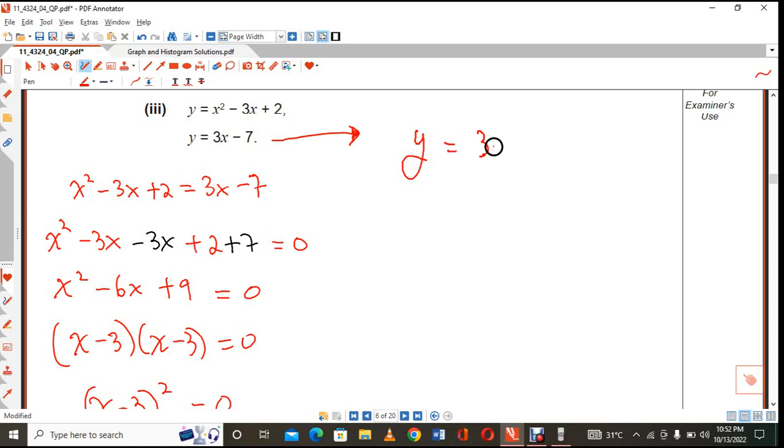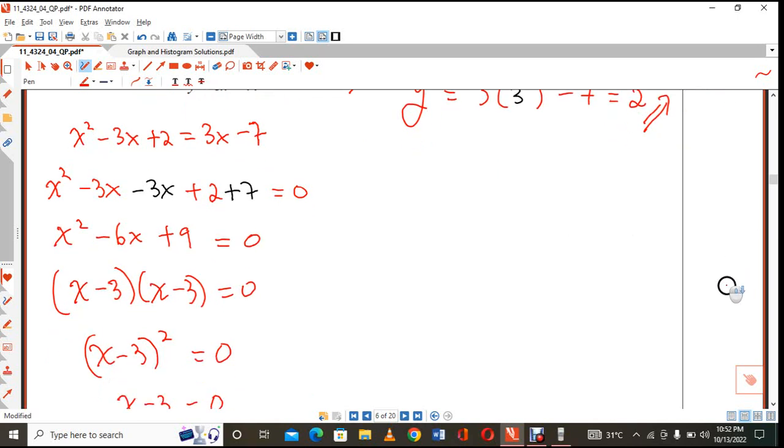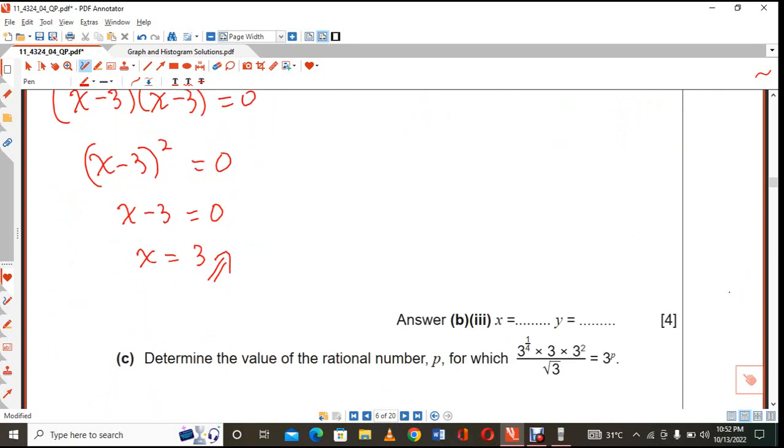So y equals 3x minus 7, and you are going to put in the value of x, which we calculated already, and the value of x was nothing but 3. So now you work it out. That's 9, take away 7, that gives you 2. So your two answers therefore are x is 3 and y is 2. You can go back and see they already gave you a hint here that there's only one answer for x and one answer for y.